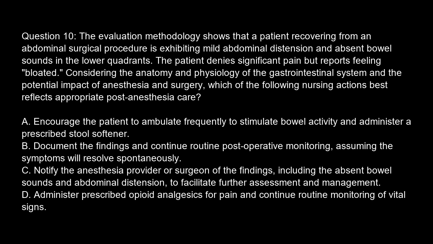Option A. Encourage the patient to ambulate frequently to stimulate bowel activity and administer a prescribed stool softener. Option B. Document the findings and continue routine post-operative monitoring, assuming the symptoms will resolve spontaneously. Option C. Notify the anesthesia provider or surgeon of the findings, including the absent bowel sounds and abdominal distension, to facilitate further assessment and management. Option D. Administer prescribed opioid analgesics for pain and continue routine monitoring of vital signs.